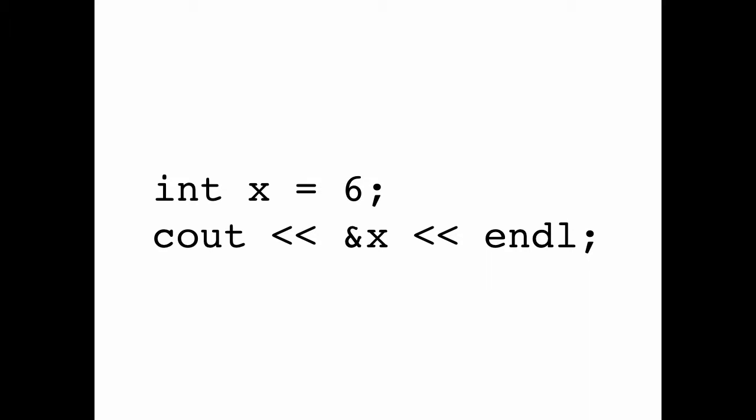We declare an int x, we set it equal to 6, and then all we have to do is say cout ampersand of x, and what is that going to output? And what will that be? Yeah, but what hexadecimal value will it be? You don't know? Why don't you know?